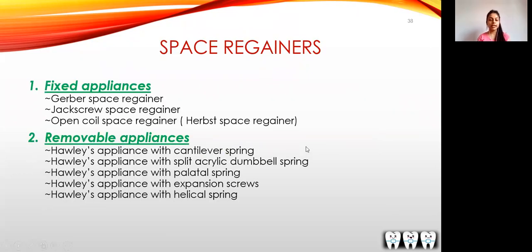Some of the space regainers which can be used are fixed and removable appliances. Fixed appliances include the Gerber space regainer, jack screw space regainer, and open coil space regainer. Removable appliances include Hawley's appliance with cantilever spring, with split acrylic or dumbbell spring, Hawley's appliance with palatal spring, with expansion screw, and Hawley's appliance with helical spring.